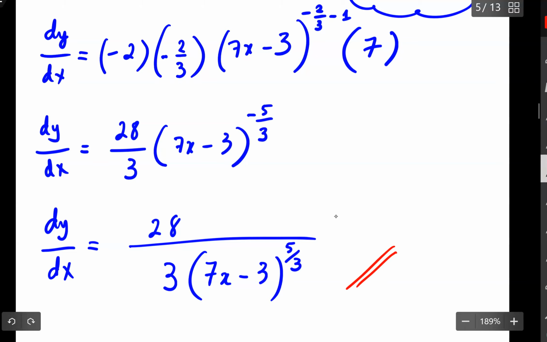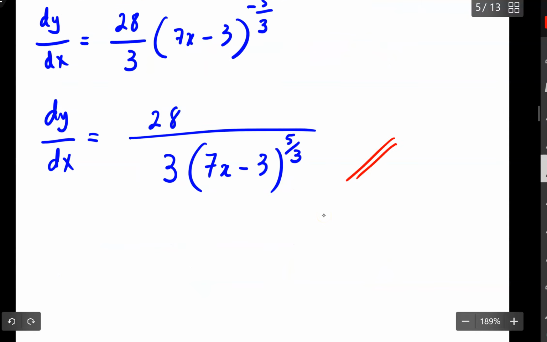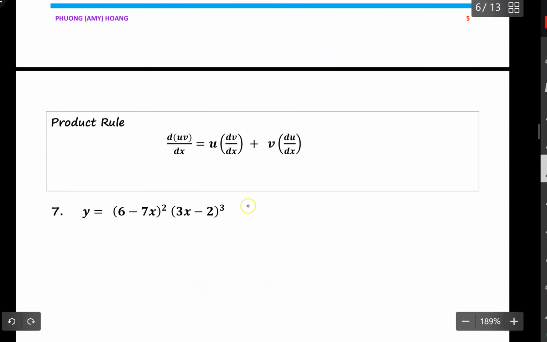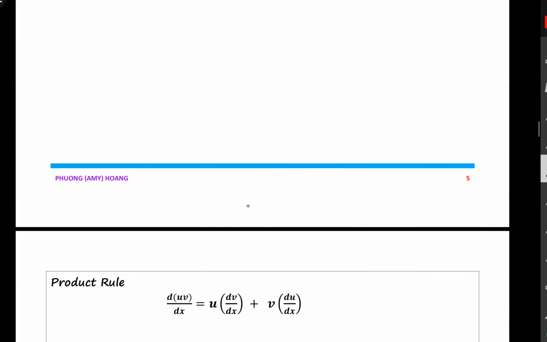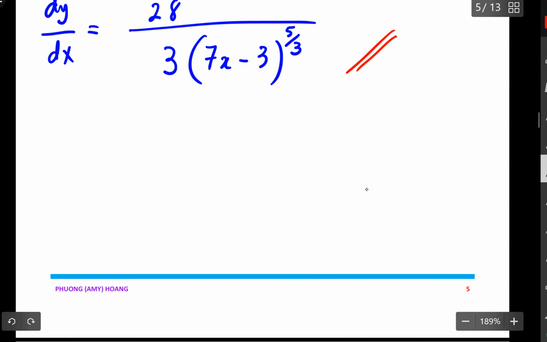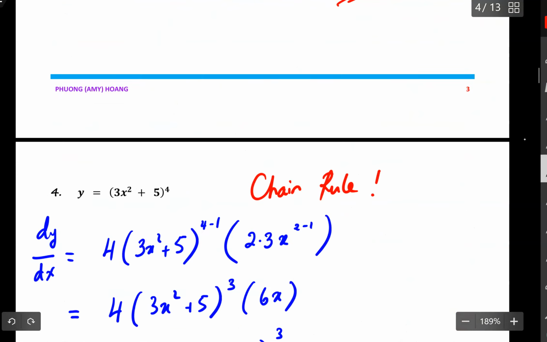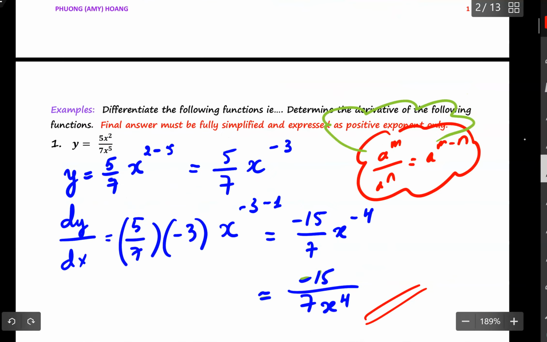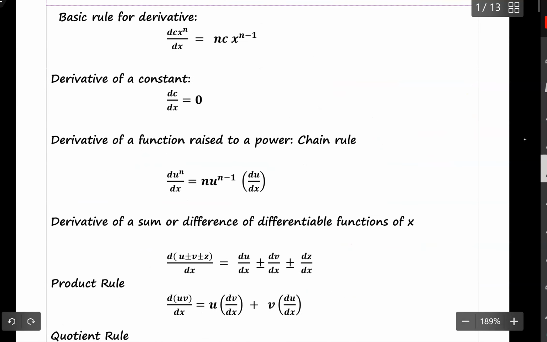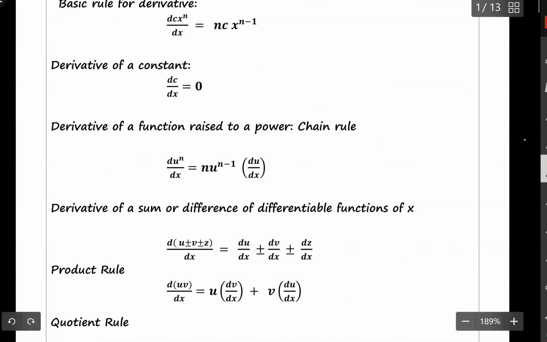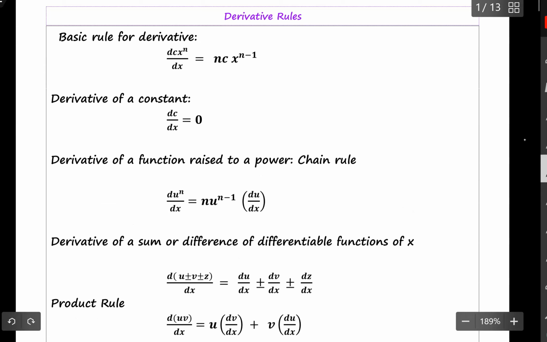Alright, so what I'm going to do is leave the product rule and the quotient rule for our next video. But before I say goodbye to everyone in this video, I would like to go back to the very beginning of this handout and emphasize a few points for everyone.